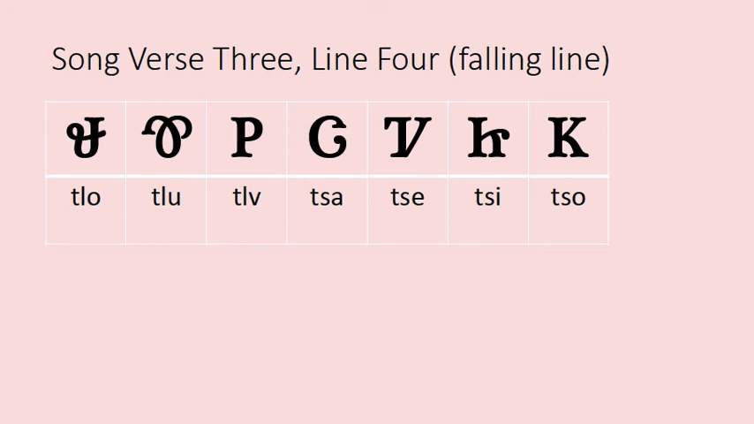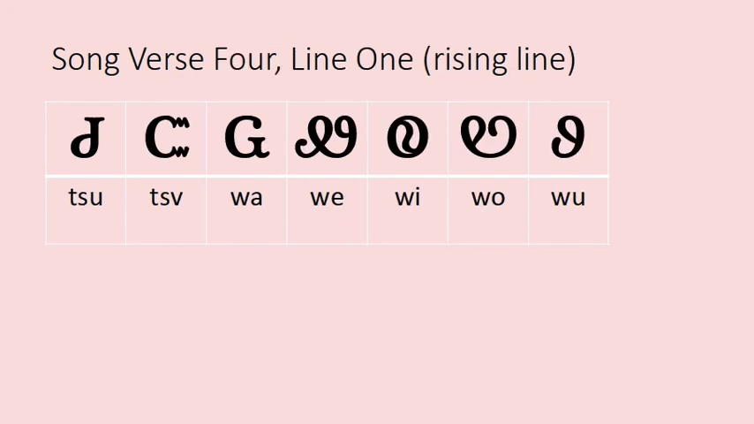And then the song kind of resets again. And we go to song verse 4, the final verse. Line 1 is the rising line, and line 2 is the falling line.